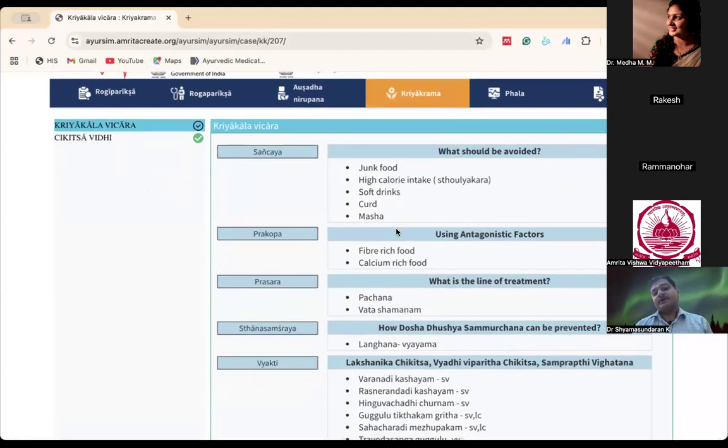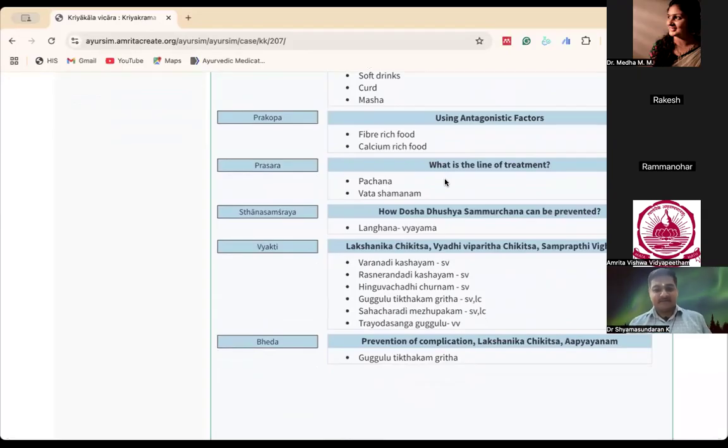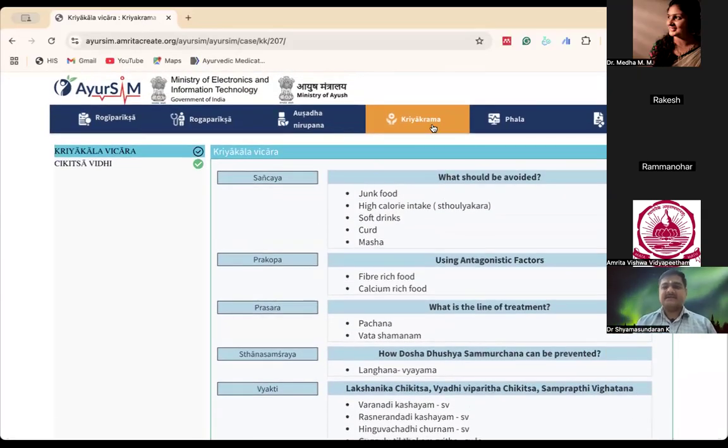Again, when you are going to Kriya Kala, you are supposed to decide at which stage the disease condition is. Is it at the Prasara stage? Forget Sanchaya, because Sanchaya we get very rarely. Or is it at the Prakopa stage, or is it at the Prasara? Because your treatment again varies according to that. And in Prasara, again, Sthana Samshaya, Langhana, and Vyayama. So your advices are very, very different at each place. That is the learning that you get in Kriya Krama.